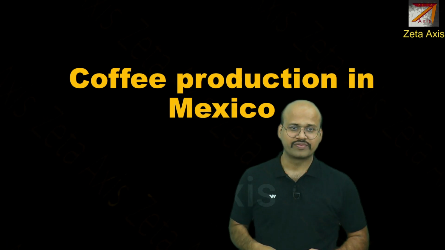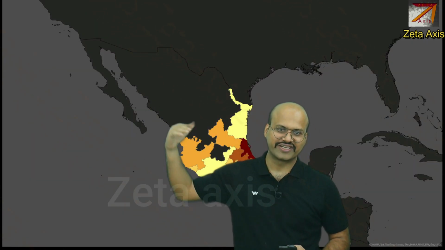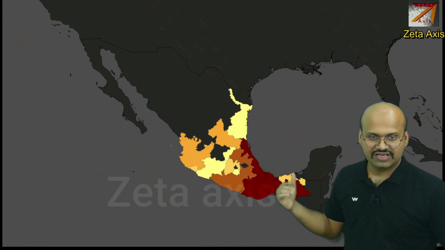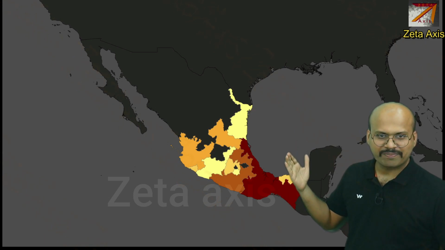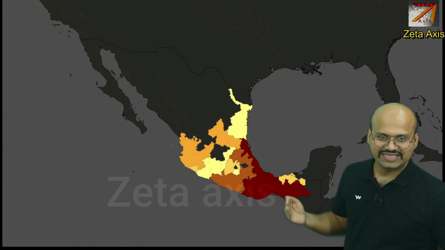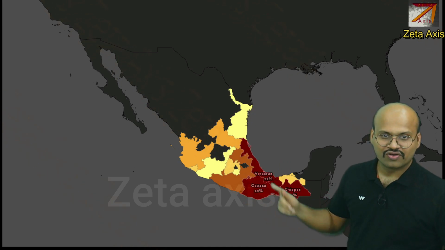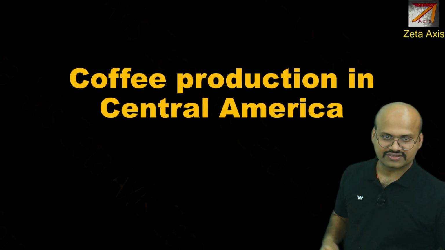So let's start with coffee production in Mexico. So as we have seen, most of the coffee production is concentrated in the southern states, specifically the states in the Isthmus zone as well as in the Bay of Campeche. So we can see that most of the coffee production in Mexico occurs in these states, and these states names are Veracruz, which is the most important coffee producer, and then there are other states.